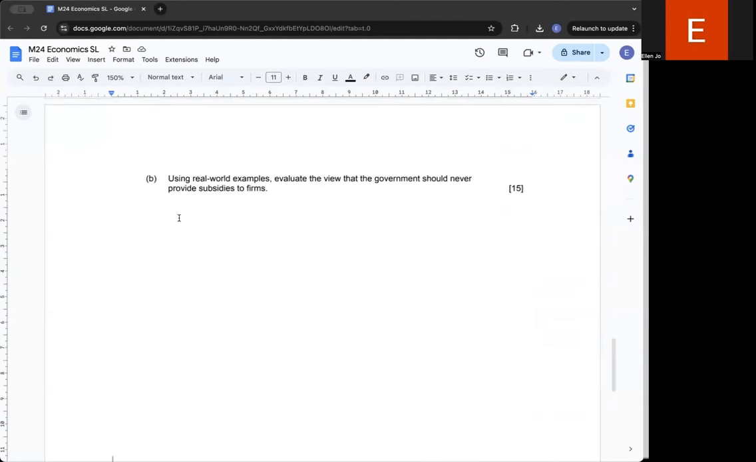Moving on to the next question. B, using real-world examples, evaluate the view that the government should never provide subsidies to firms. Next question again, the intro can be smoothly started with definitions of terms like the forms of government intervention, subsidies, and merit goods.